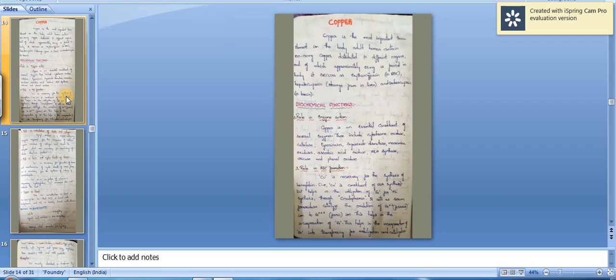Next, coming to role in RBC formation. Copper is necessary for the synthesis of hemoglobin, that is, copper is a constituent of ALA synthase. Copper helps in the utilization of iron for hemoglobin synthesis through ceruloplasmin. It acts as a serum peroxidase, catalyzing the oxidation of ferrous ion into ferric ion. This helps in the incorporation of iron into transferrin for mobilization.